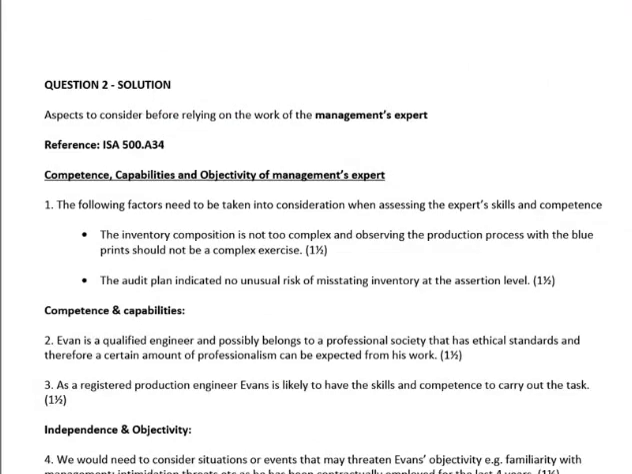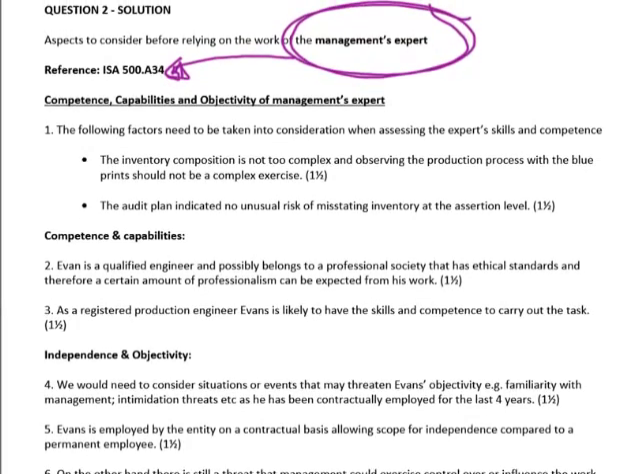It says aspects to consider before relying on the work of management's expert. Now, when we talk about management's expert, we refer to ISA 500. Okay, and there they'll give you the list of the different things you would need to consider. But for your purposes, at a 3702 level, you obviously don't have an open book next to you. So I don't expect you to quote offhand different paragraph numbers, but if you do know the ISAs, put them down. It can only help you. So I've put little headings here. So the first thing we're going to consider is the competence, capabilities, and objectivity of management's experts.